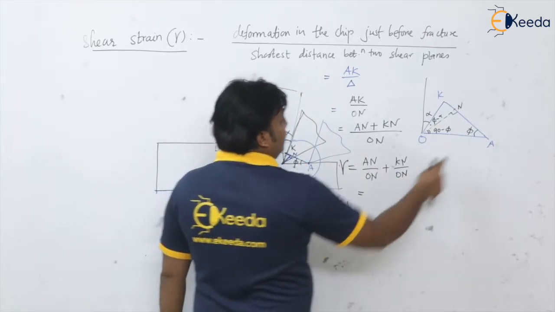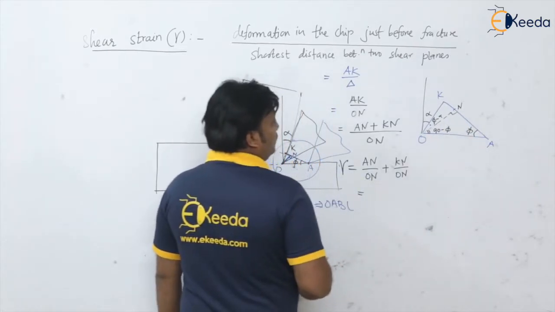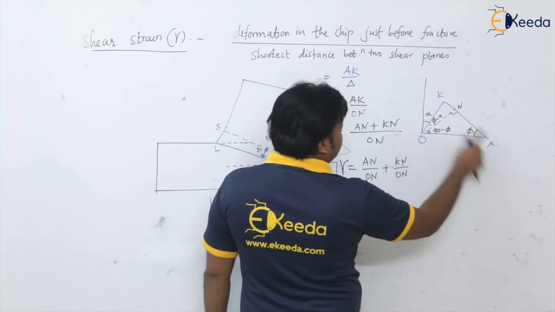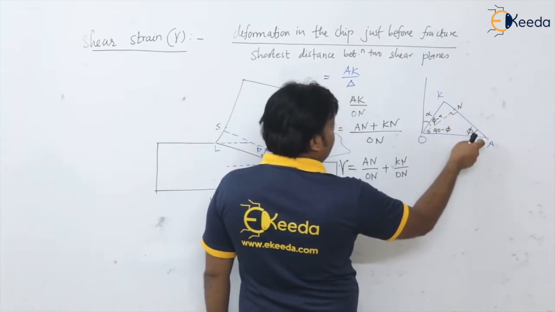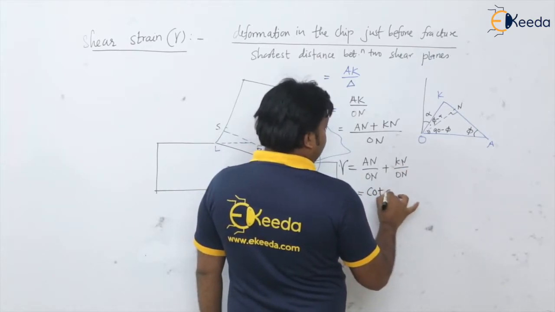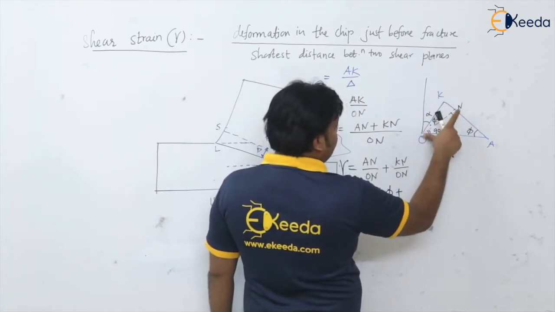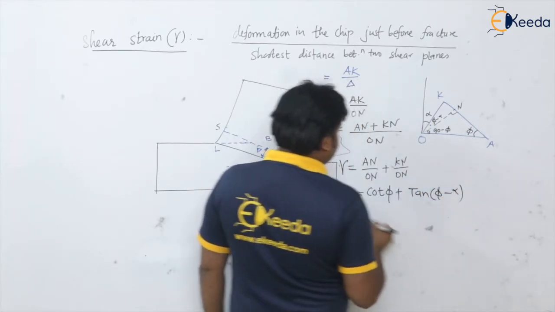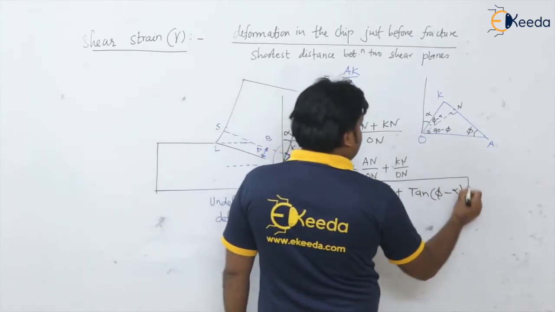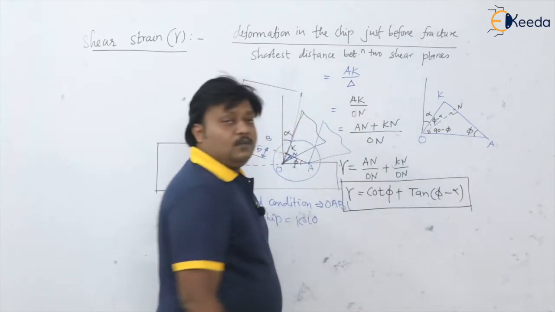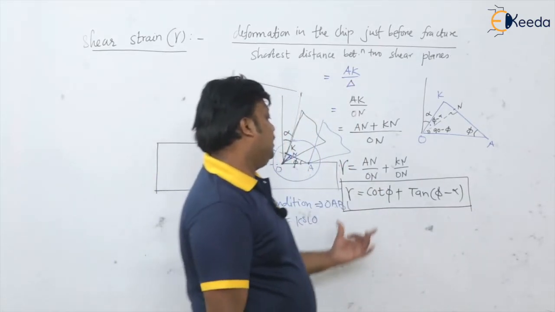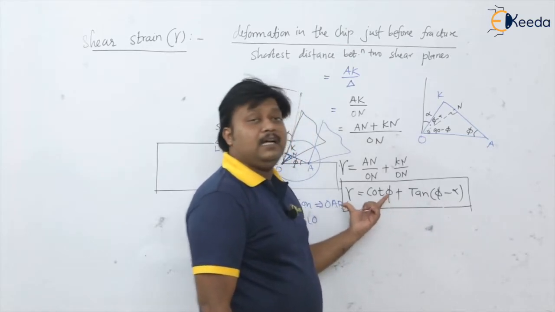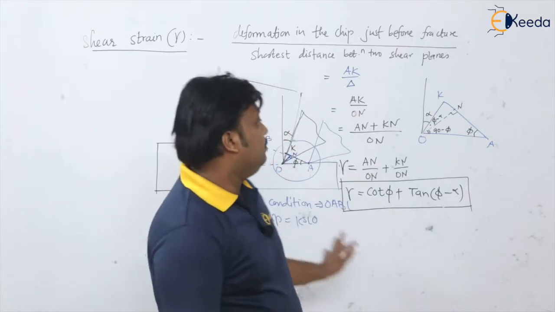What is AN divided by ON? Cot of phi is equal to AN divided by ON, adjacent divided by opposite. And KN divided by ON is tan of the angle phi minus alpha. You get the shear strain gamma in the metal cutting operation equal to cot phi plus tan of phi minus alpha. Please remember this, a very important formula to calculate the shear strain in the metal cutting operation.